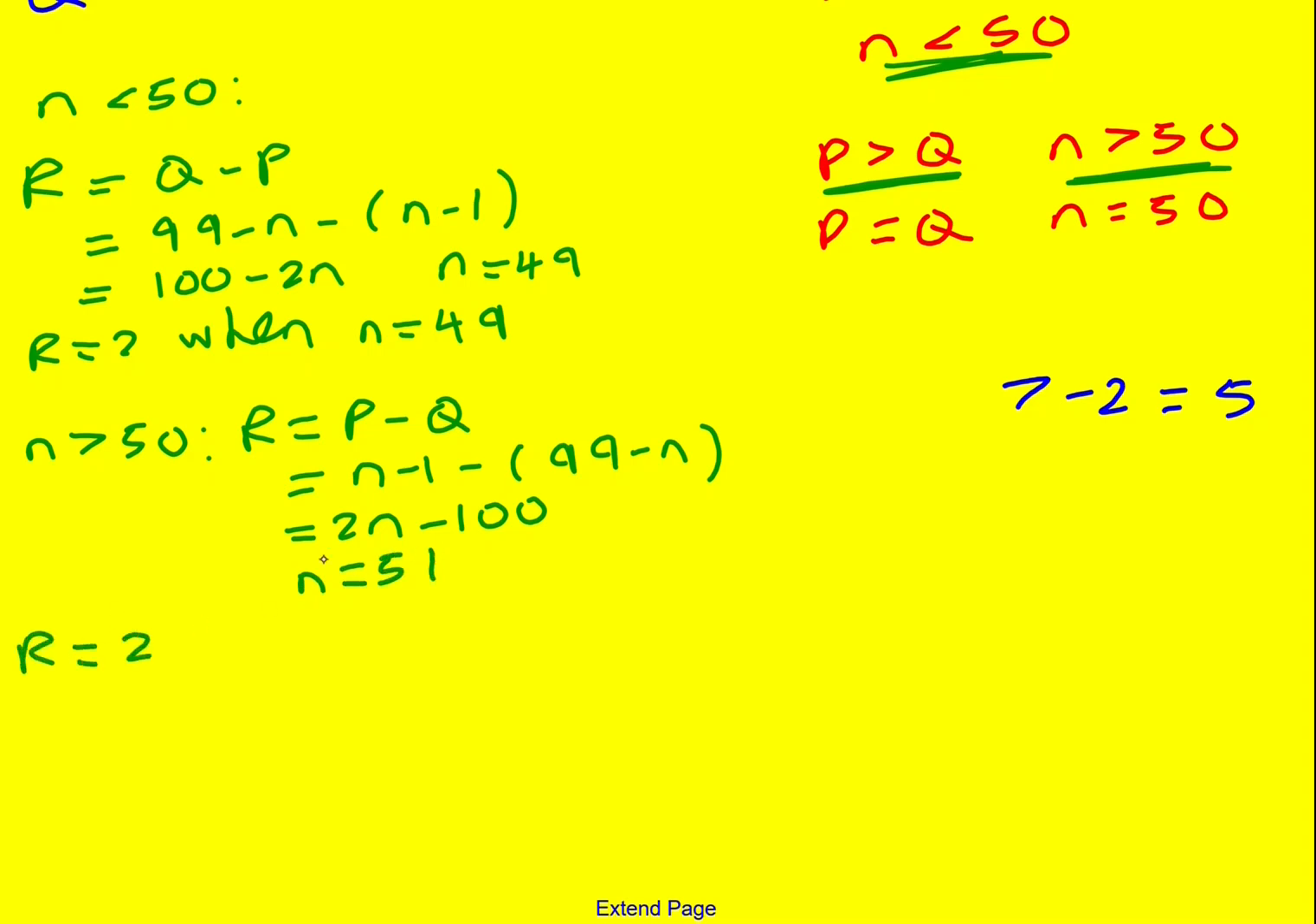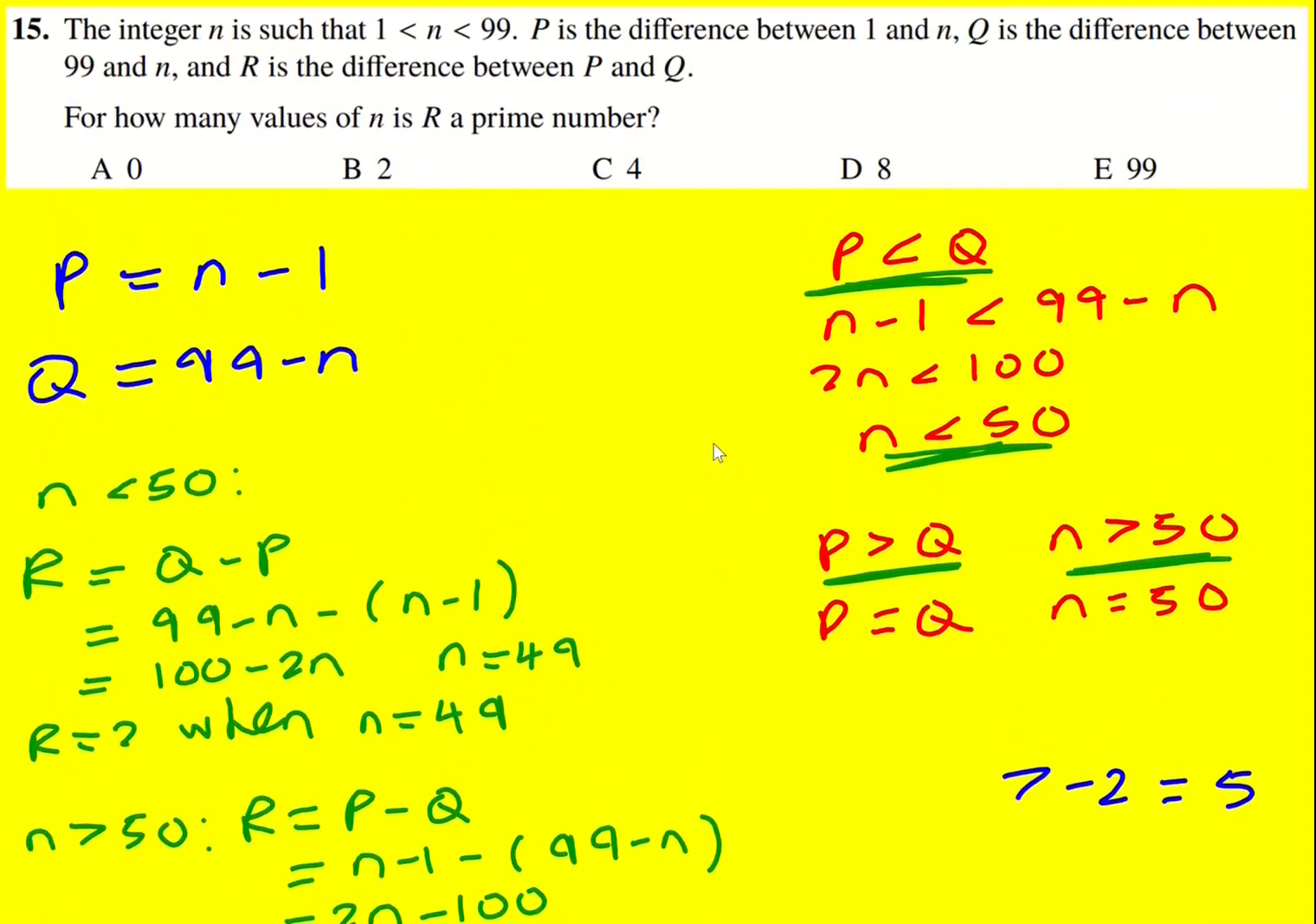R again equals 2, but that's still a prime number when n equals 51. And that is it. Those are the only two possibilities: n equals 49, n equals 51. Therefore, there are two values of n for which r is a prime number.